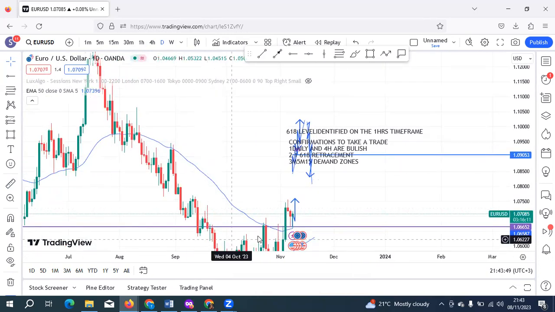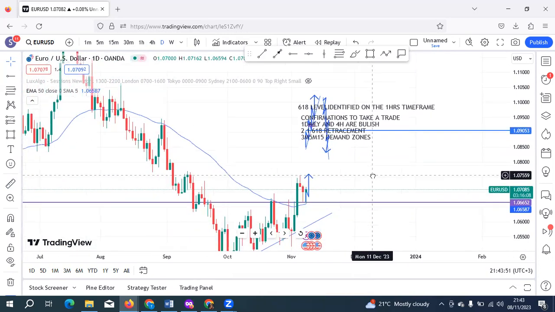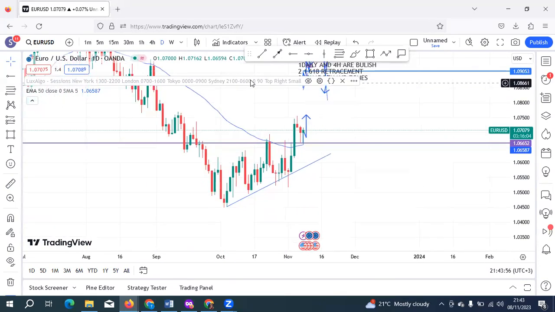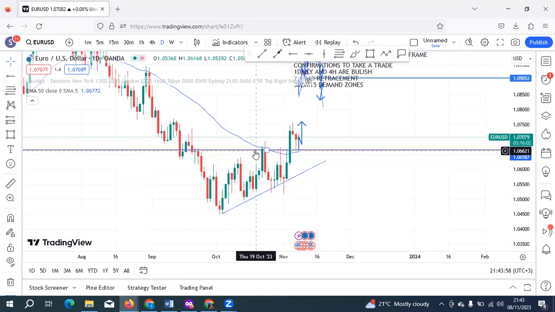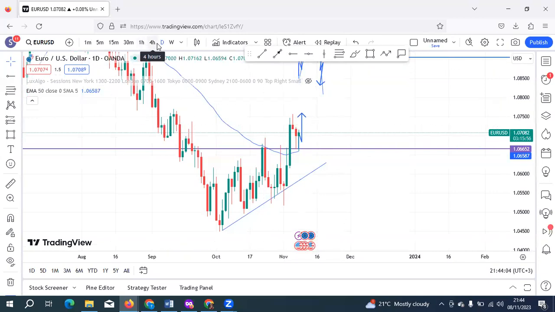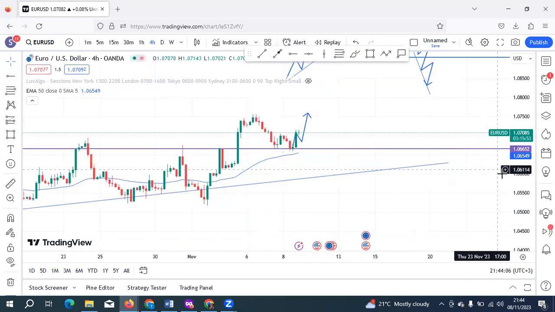Actually, if it is bullish, what am I looking for? I'm looking to buy, all right? When you take a look at the daily time frame, it has been able to break a major level, which was most recently tested and retested, and now it has been broken. So what am I looking for? I'm looking now for a formation of a 618 zone.